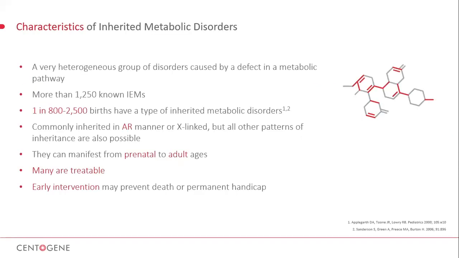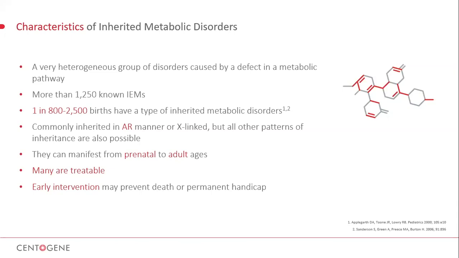Now, about inherited metabolic disorders, they are a very heterogeneous group of disorders that are caused by a defect in a metabolic pathway. Now that next generation sequencing has been introduced, new ones are discovered on a regular basis, and now there are more than 1,000 known. It's estimated that about 1 of each 800 births will suffer from one of these disorders. They are commonly inherited in an autosomal recessive manner or X-linked, but other patterns of inheritance are also possible. And they may manifest at any age.